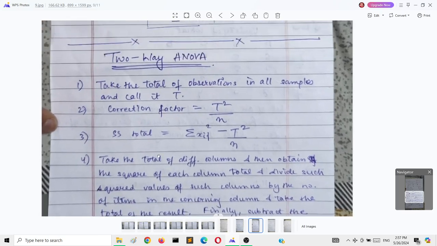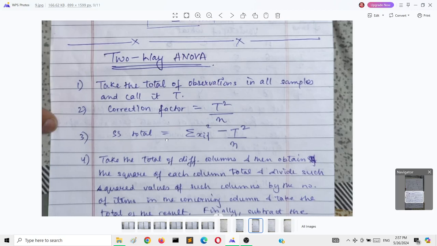Take the total of the observations in all the samples and call it T. So you get the sum of all the observations in all the samples and give it the name T. Then you calculate the correction factor, that is T square divided by n, where n is the number of observations in all the samples.